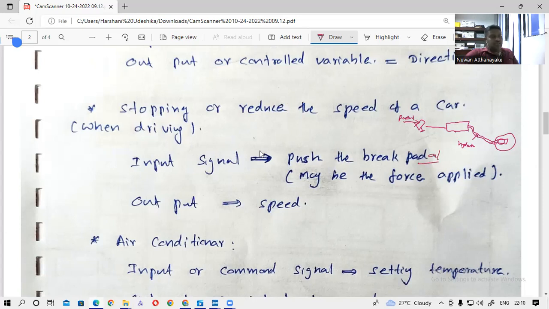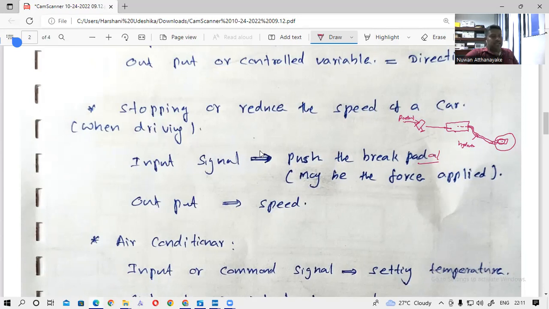Then here you have a controller. That force will be detected by the controller, or because of this push it may not be detected, like in Arduino's case. So this can be a mechanical plus hydraulic system. Due to this force, some fluid will be transmitted to this brake pad, creating a force on the brake pad, then it touches the wheel and it will be working. So you can see that this will be the output.